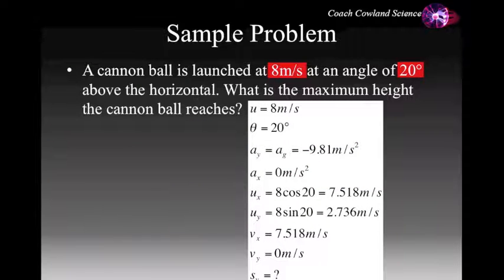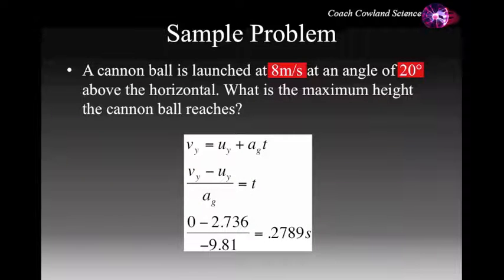As you can see, I have a large amount of data to begin with. It's important to separate vertical and horizontal data. Because I know my final velocity in the y is going to equal 0, I can find the time taken to reach that point.